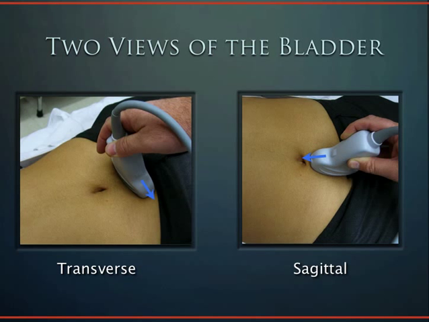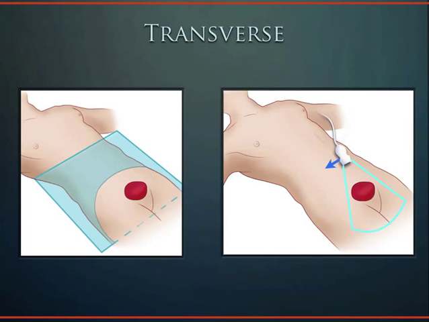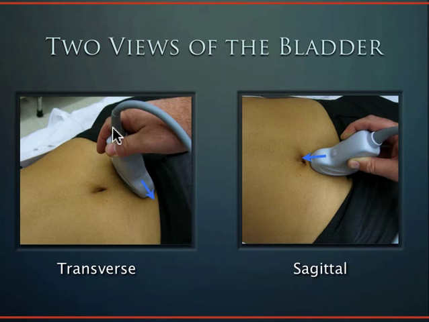Now, there's two views of the bladder that we do, the transverse view and the sagittal view. Transverse indicator to the patient's right, sagittal indicator to the patient's head. And I'm going to go back to this image here, and you can see that I've got the probe sort of here looking below the umbilicus, right down here, and to be honest with you, this isn't the actual location of the bladder.